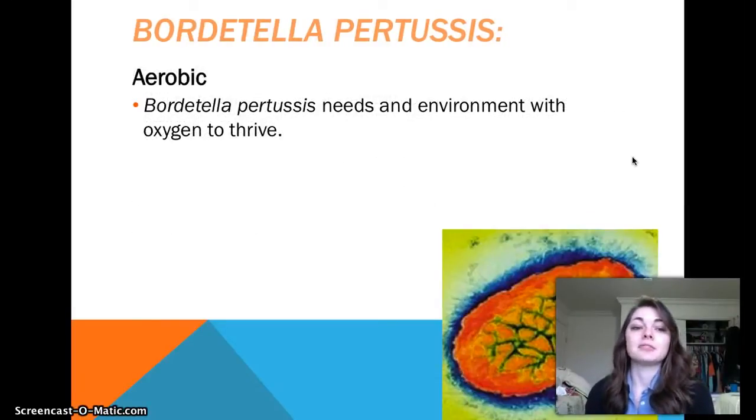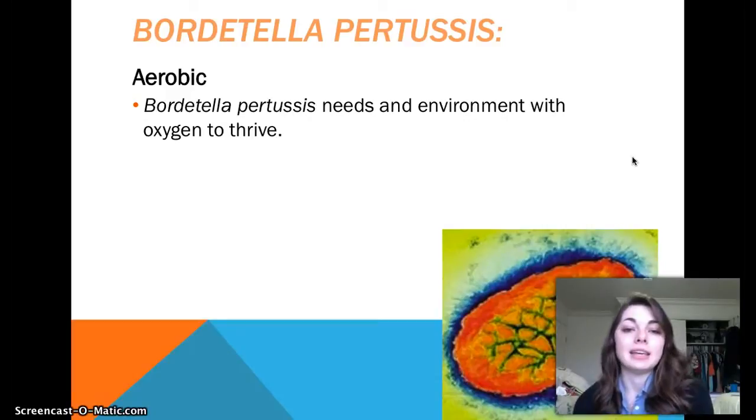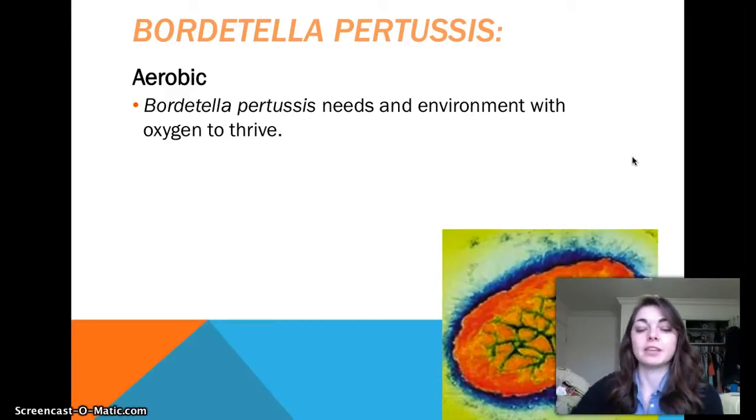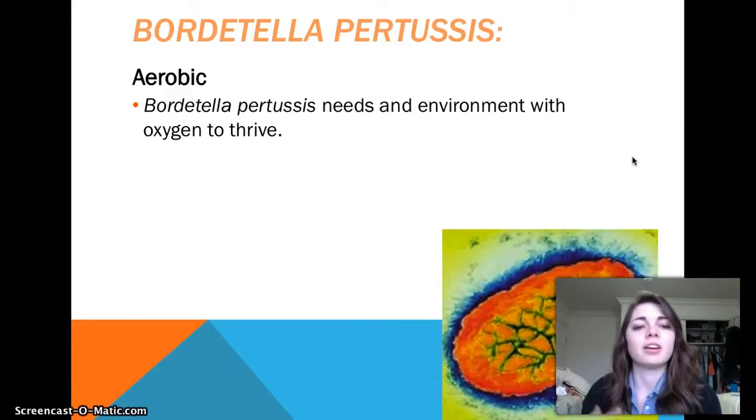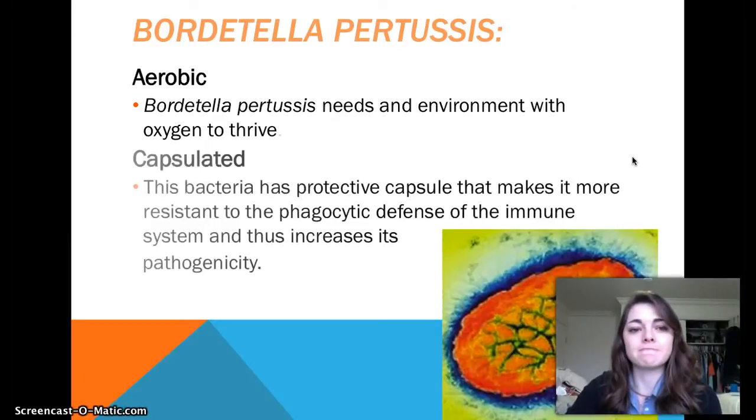Bordetella pertussis is an aerobic bacterium. It survives best when there is oxygen in the environment. Usually where the bacterium starts growing is in your respiratory tract, in the cilia and that lining. And so it's obviously a very aerobic environment, and that's why it thrives so well there.